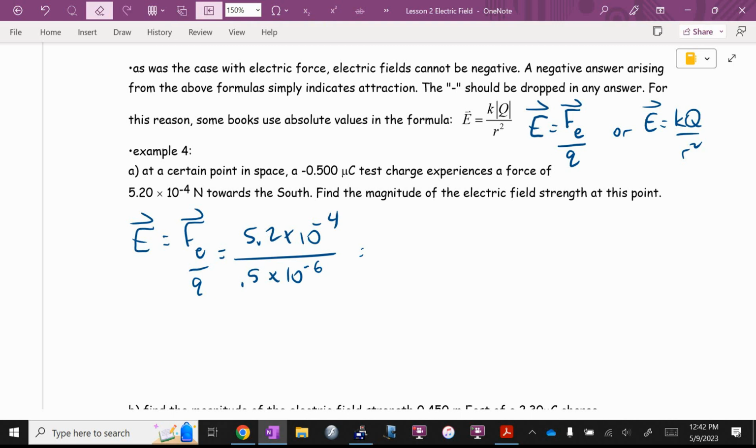I do this in my head. 5.2 divided by 0.5 is going to be 10.4. Now, what about the power of 10? 10.4 times 10 to the negative 4, 1040, he says, guessing. Double check me. Yeah. Units, Brandon? Okay. Typically, electric fields will be in the thousands. Actually, usually they'll be in the tens of thousands or hundreds of thousands of newtons per coulomb.